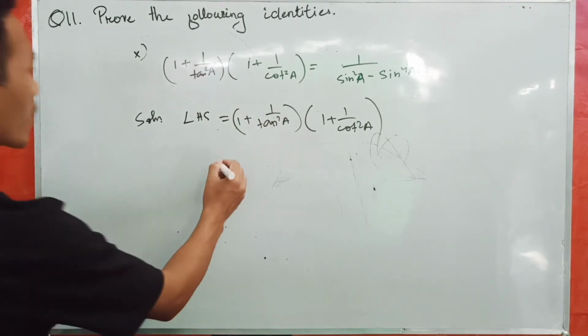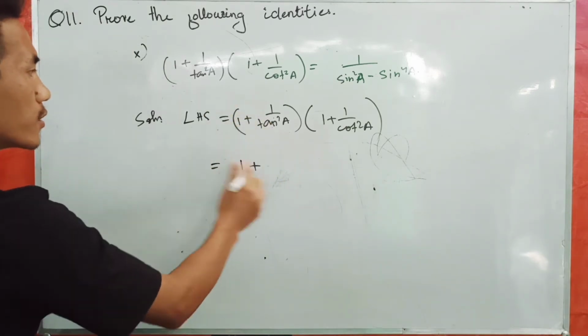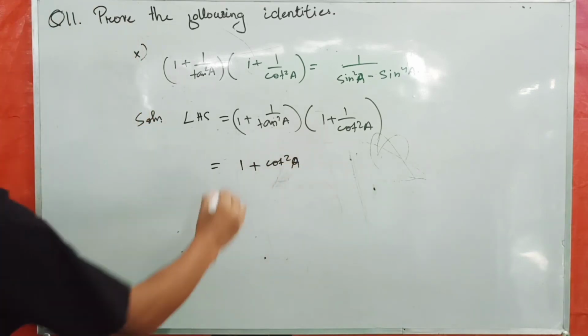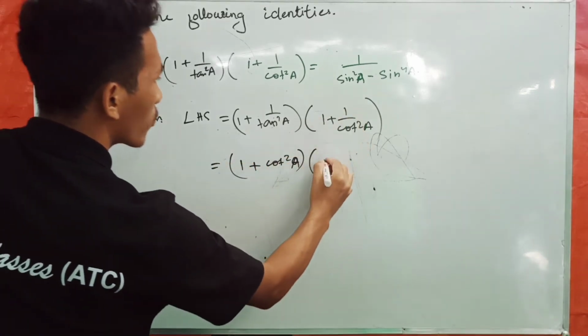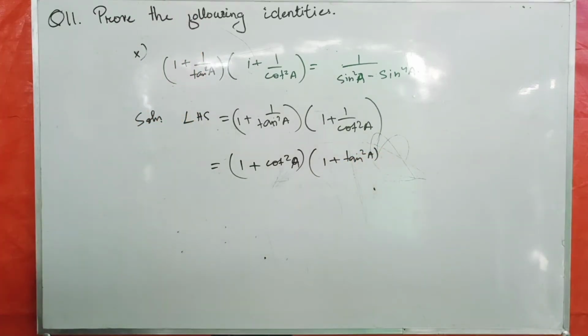So we know that 1 plus tan square a equals sec square a. 1 by cos means sec square a. The formula is what?